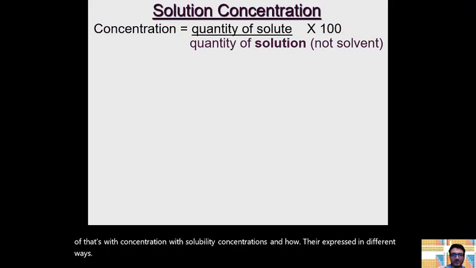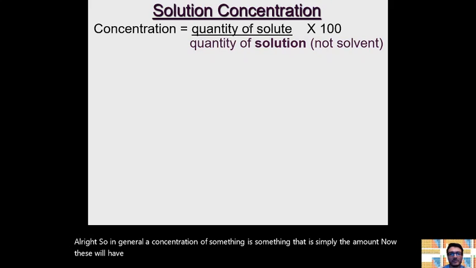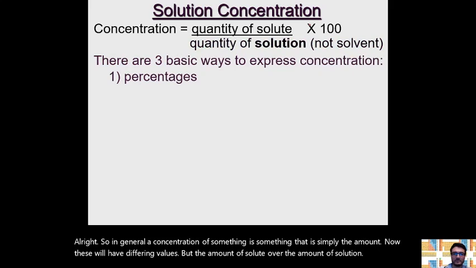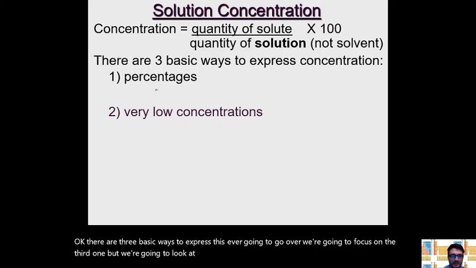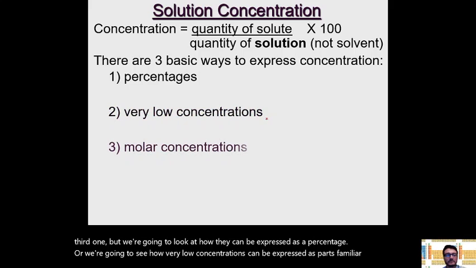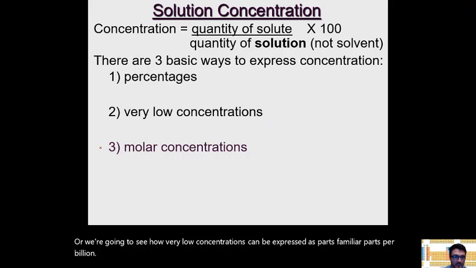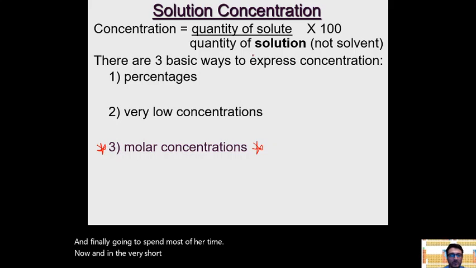All right, so in general, a concentration of something is simply the amount. Now, these will have differing values, but it's the amount of solute over the amount of solution. Okay, and there are three basic ways to express this that we're going to go over. We're going to focus on the third one, but we're going to look at how they can be expressed as a percentage, or we're going to see how very low concentrations can be expressed as parts per million or parts per billion. And finally, we're going to spend most of our time now and in the very short-term future going over molar concentration, or focusing on molar concentration.